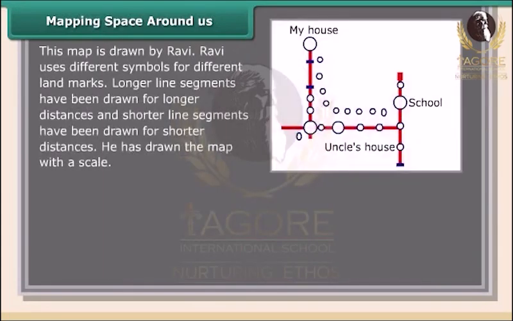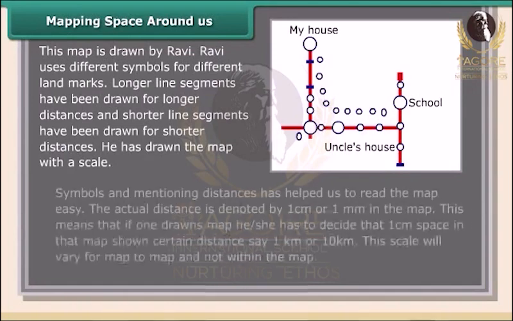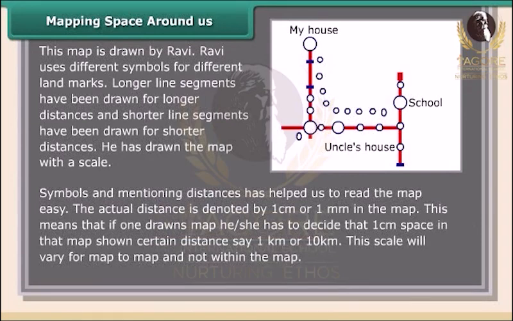This map is drawn by Ravi. Ravi uses different symbols for different landmarks. Longer line segments have been drawn for longer distances, and shorter line segments have been drawn for shorter distances. He has drawn the map with a scale. Symbols and mentioning distances have helped us to read the map easily.